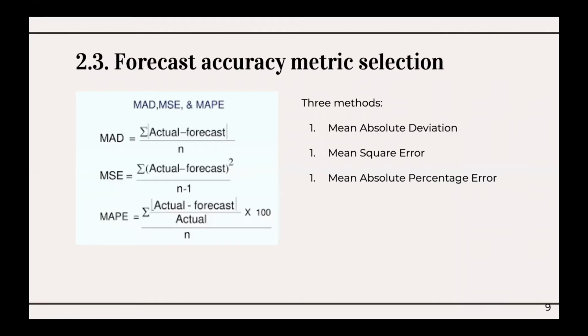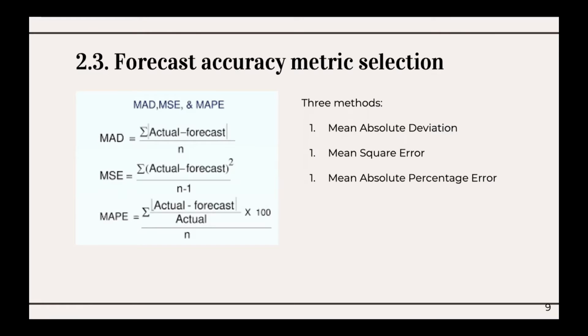Now I will go through the advantages and disadvantages of the forecast accuracy metrics. First, the mean absolute deviation is a scale-dependent metric, which means that we cannot use it to make comparisons between time series which have different units. However, it is the easiest method to compute and explain.